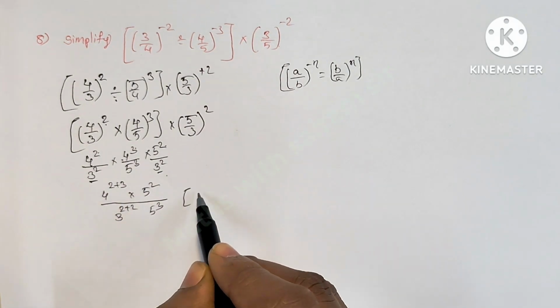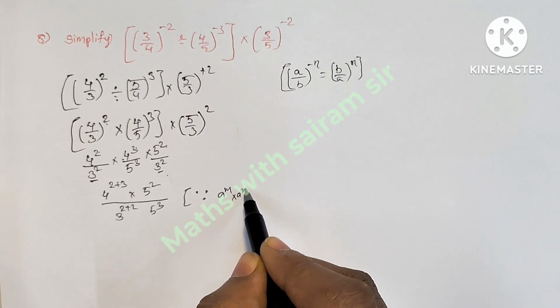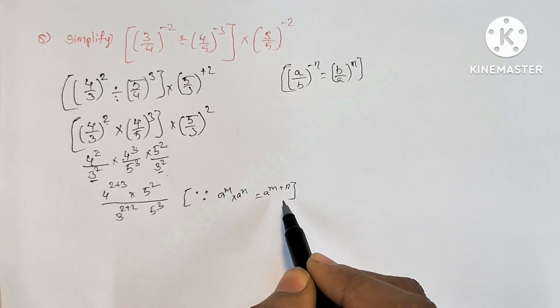Here, what formula did we apply? We applied that a^m into a^n can be written as a^(m+n). By using this formula we can write it.